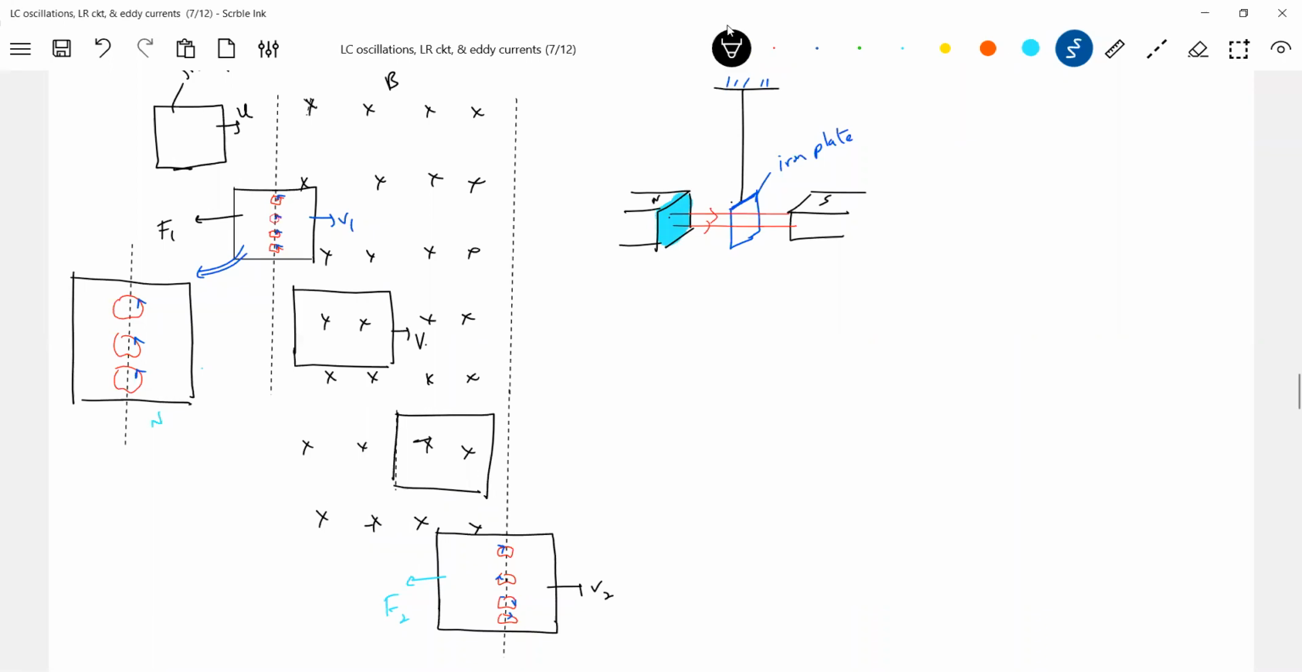So I'll put it like this: the iron plate oscillates with its plane perpendicular to the magnetic field of the bar magnet.